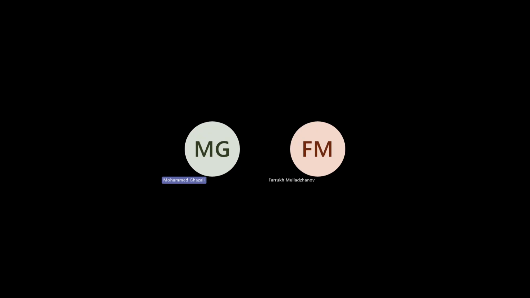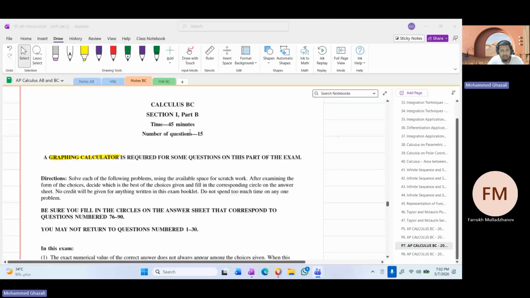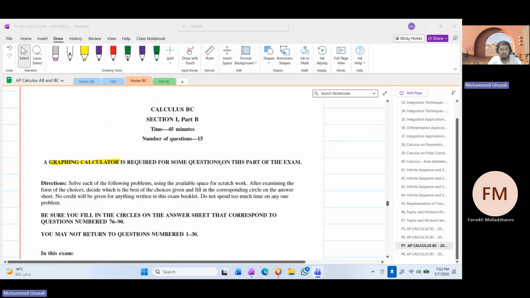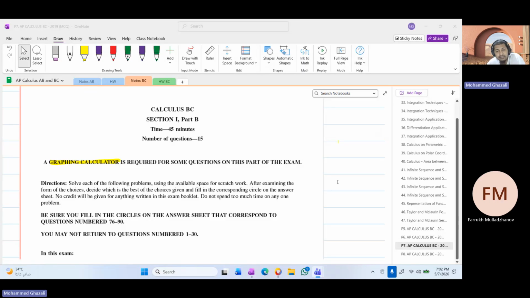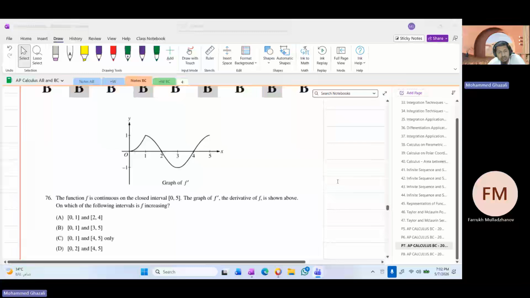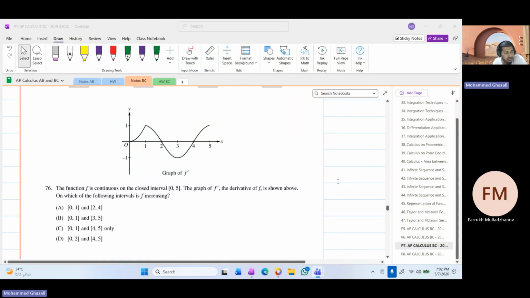Right, so in part B, we have 15 questions. Graphing calculator is required. So let's have a look at question number 76. In question 76, what we have here is some function. Remember, there's a vertex here, so it's not differentiable at corners.